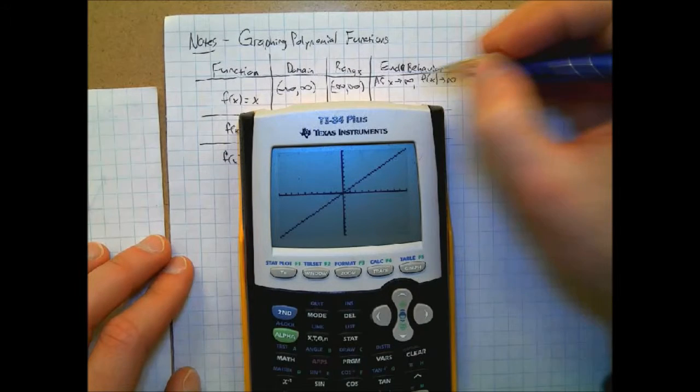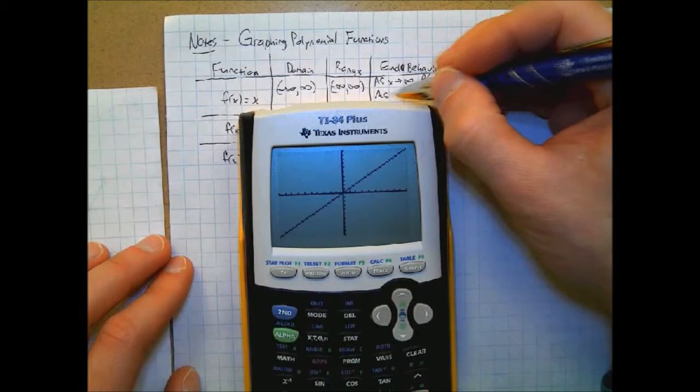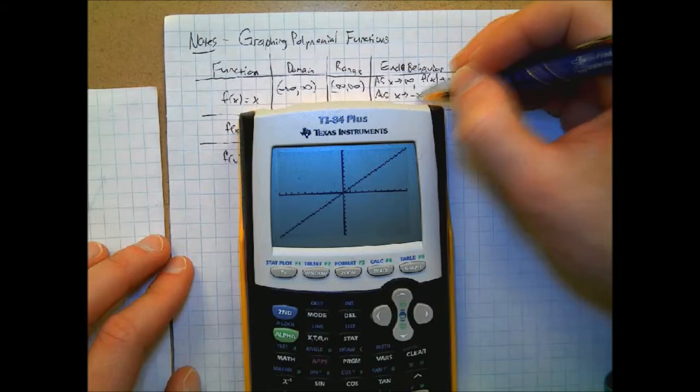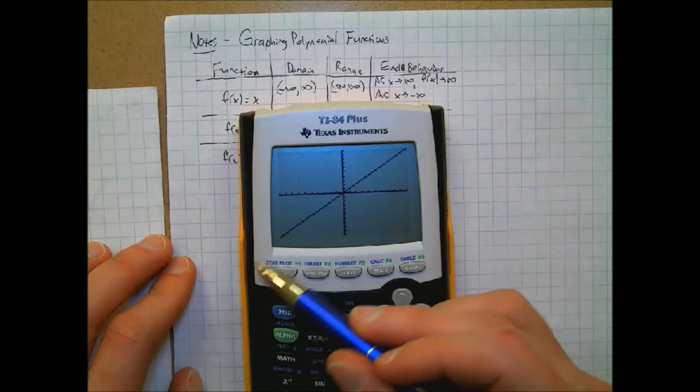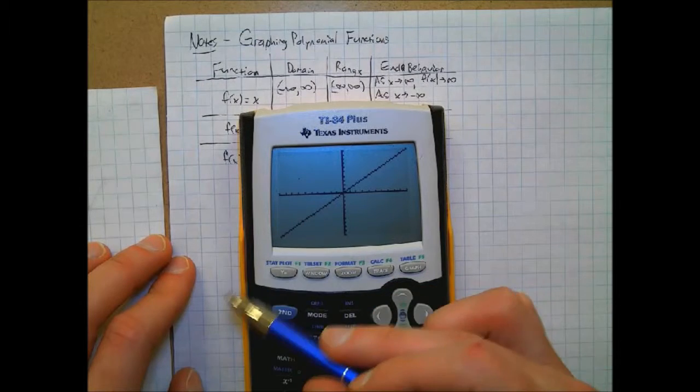Okay, and as x approaches negative infinity, that means as we go really, really far to the left, what happens to our y values? They are approaching what? Negative. Yep, negative infinity.